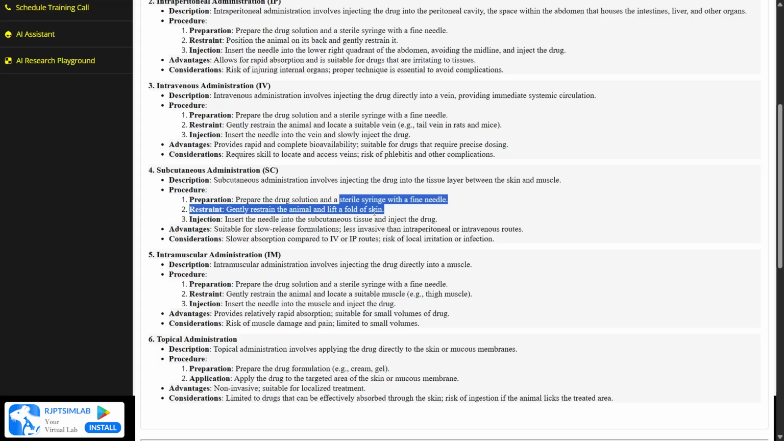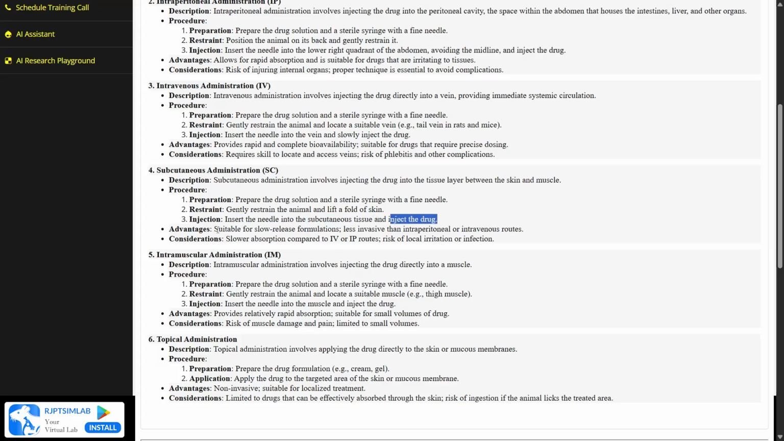As we have seen in the video, we have to lift the skin so that the needle does not injure the internal organs and is directly inserted between the layers of the skin. Then the injection: we have to insert the needle into the subcutaneous tissue and inject the drug.